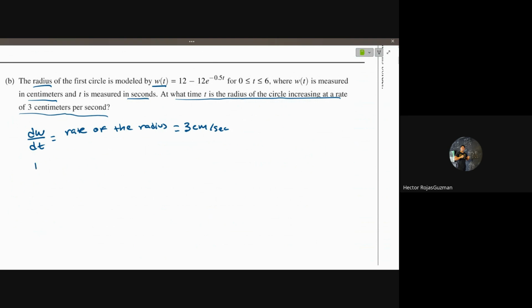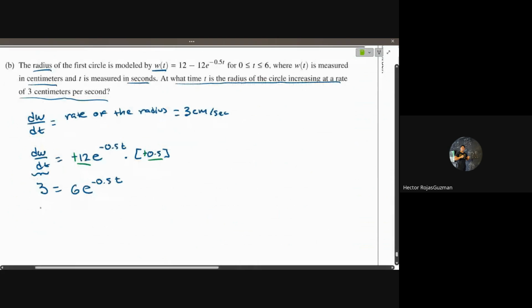So we'll go ahead and find dW/dt. dW/dt is going to be negative 12 e to the power of negative 0.5t times the derivative of the exponent, negative 0.5. From here, I can go ahead and say that dW/dt is equal to 3. And I can also simplify. The negatives cancel each other out. The 12 and the 0.5 make 6. Next, divide by 6.